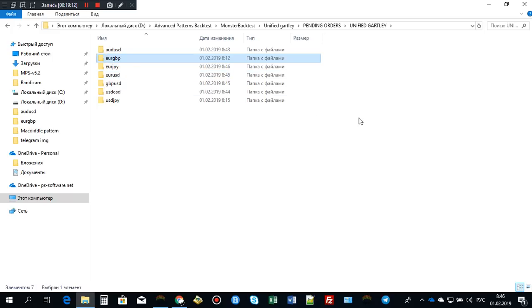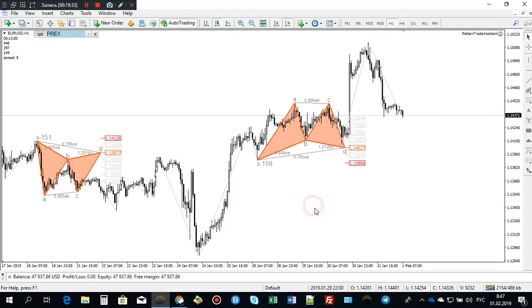So the majority of all major pairs support the rule that the more obvious the pattern is, the more likely it is to fail. Euro dollar and pound dollar say that it doesn't affect the pattern anyhow, but well, it makes no difference. Other pairs do support that.